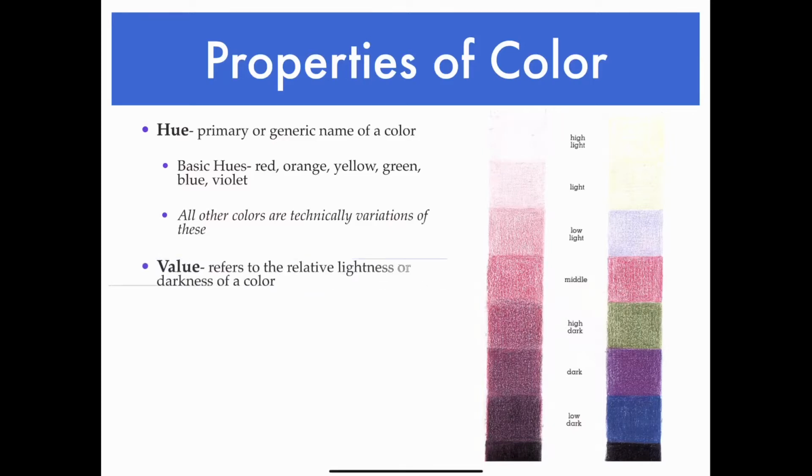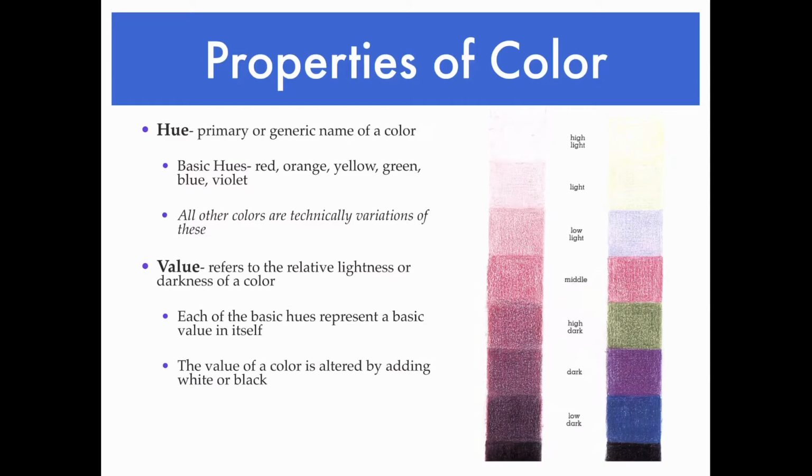So value is the second property of color, and value refers to the relative lightness or darkness of a color. For your drawings, if you want your objects, and we do want our objects to be three-dimensional, you need to show a full range of values, being where you have the lightest lights and then the darkest darks, and that's what we're seeing in the picture on the right. We're going to be creating different values by layering different colors on top of one another to increase the value of each subsequent hue that we're mixing.